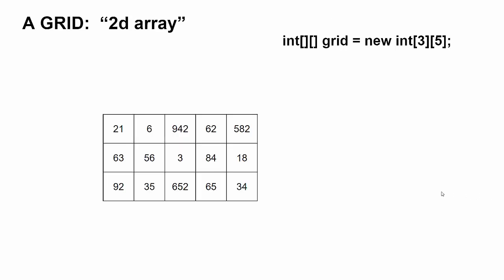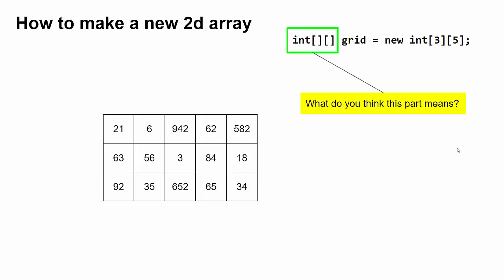You can think about a two-dimensional array as being a grid of variables rather than a list of variables. So here is a two-dimensional array that holds integers, but you could have a 2D array that holds strings or other kinds of objects. Up on the upper right-hand side here, you see the line of Java that creates this array, except it doesn't actually fill it with numbers. So why don't you take a guess right now, take a guess what this int bracket bracket means, and take a guess what the 3 and what the 5 are about.